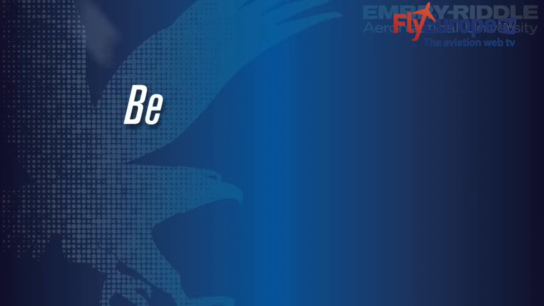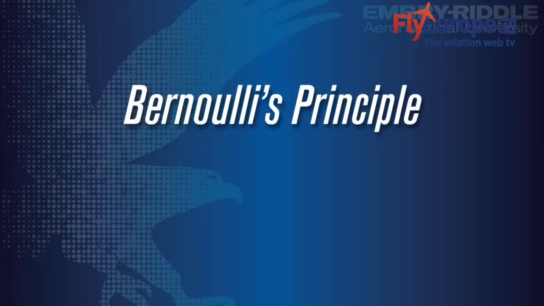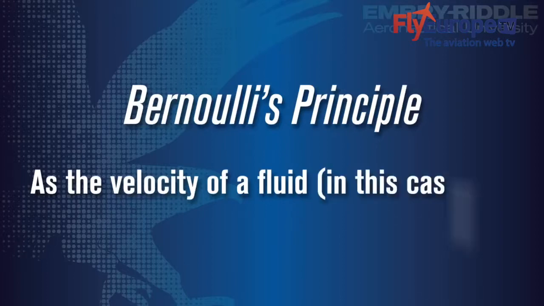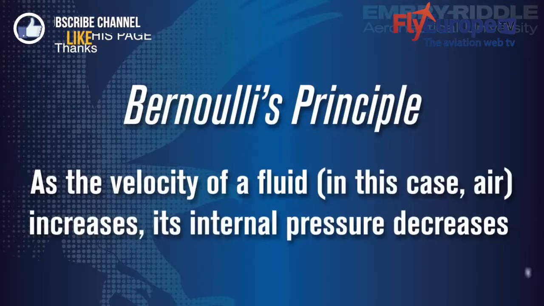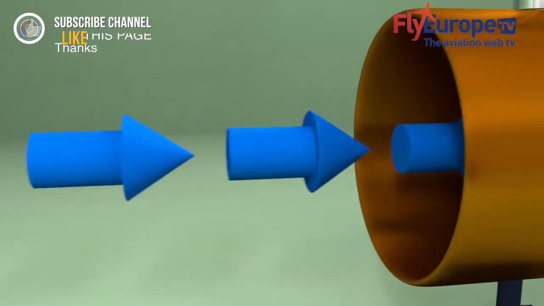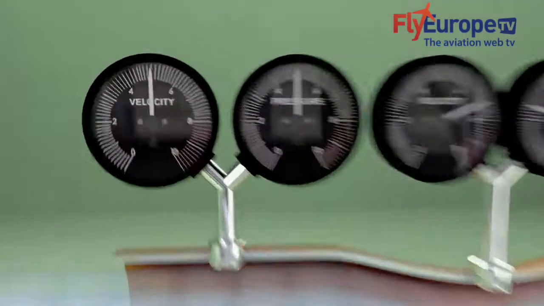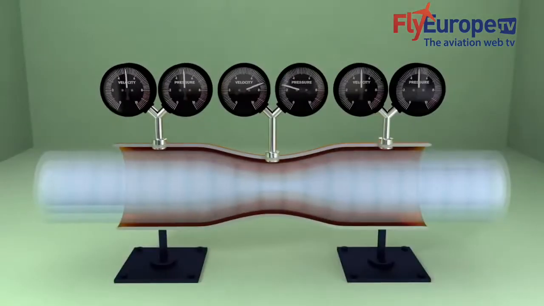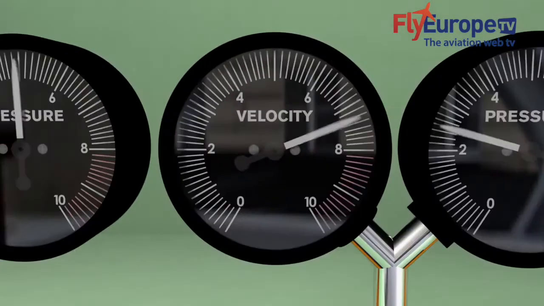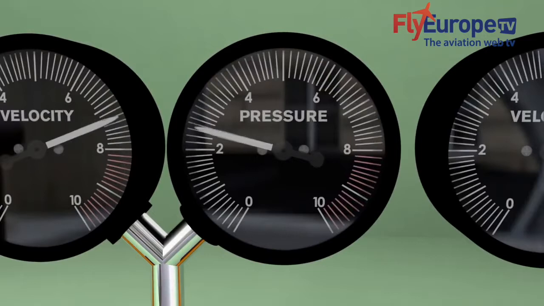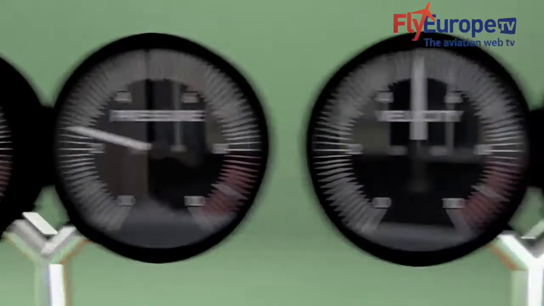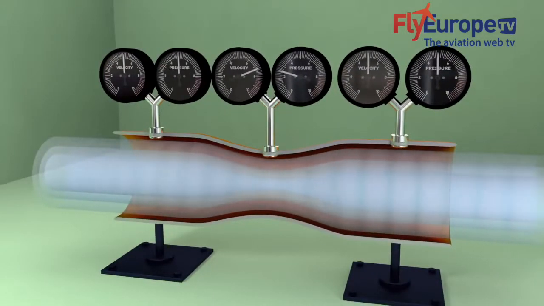The other main theory of lift is Bernoulli's principle. The principle states, as the velocity of a fluid, in this case air, increases, its internal pressure decreases. We can visualize this by having air flow through a tube with a narrower middle section, which we call a venturi. As air enters the tube, it is traveling at a known velocity and pressure. When it arrives at the narrower portion, the velocity increases to allow the air through. As the air's velocity increases, the air's pressure decreases. Then, as the air exits the narrower portion, it returns back to its original velocity and pressure.